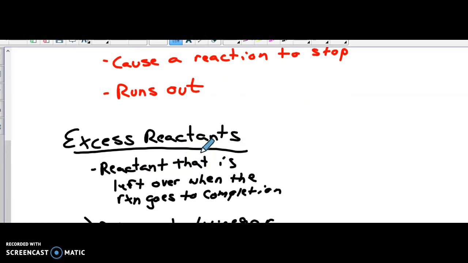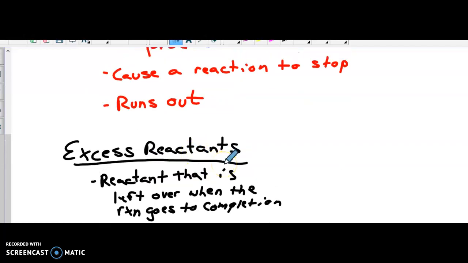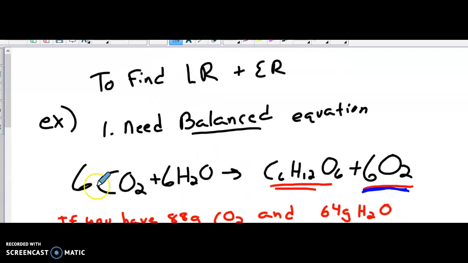Excess reactants are the reactants that are left over. So in the case of the cars, the steering wheels and the tires and the windows were left over when the reaction went to completion, or production had to stop because you were limited by steering wheels. Of course, this being chemistry, you know it's going to lead to math. So we're going to learn how to find the limiting reactant and the excess reactant. And for that, as always, you're going to need a balanced equation.